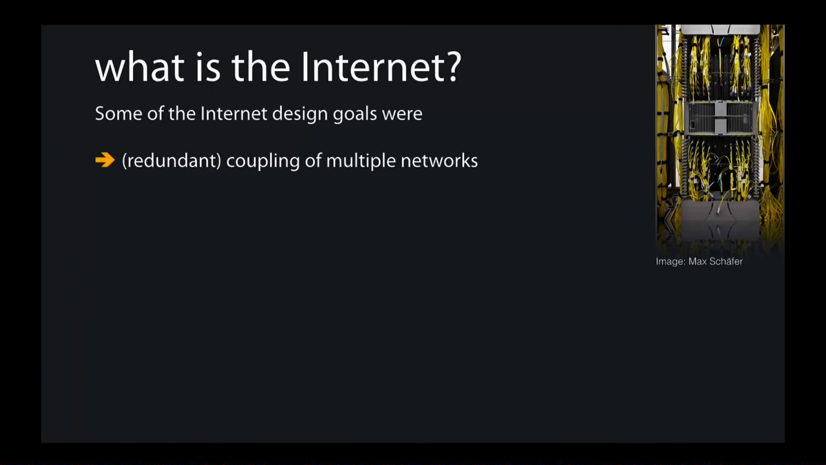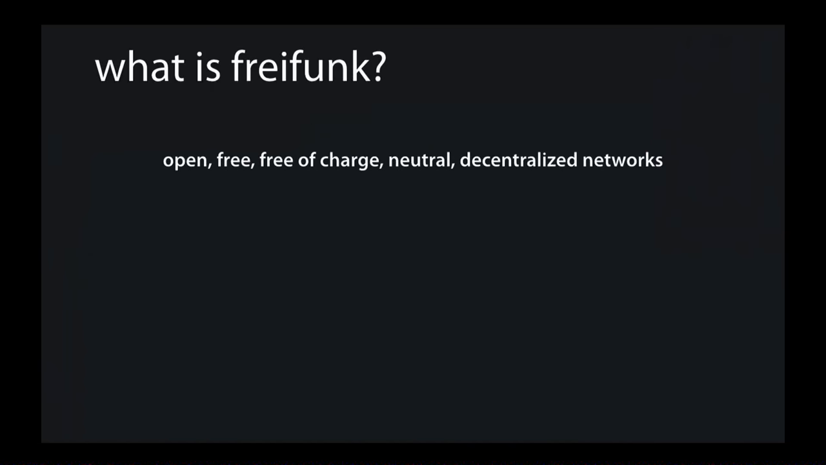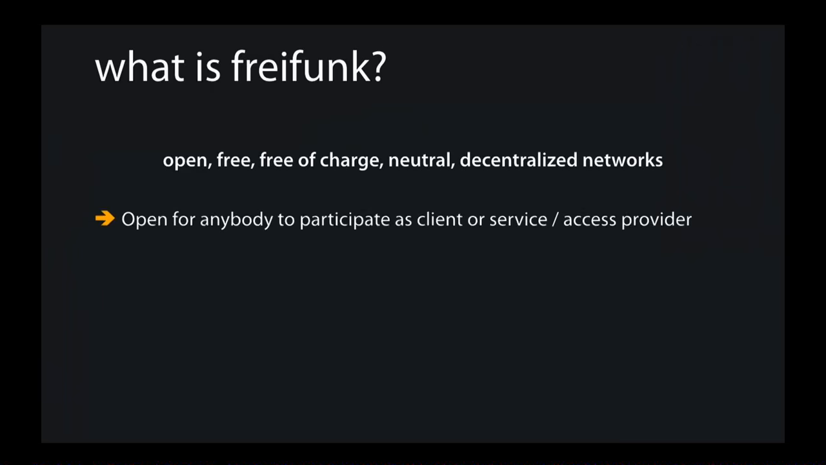So obviously the internet is a coupling of multiple networks, hopefully redundant. It was supposed to be distributed, with no single entity controlling it, it was supposed to be open, and it was supposed to be neutral, so the infrastructure is separate from the data which is transported, and everything is treated equally. We all know what the state of the internet is, but I think those design goals are still valid. So what we do at Freifunk is open, free, free of charge, neutral, and decentralized networks. Plural, actually, because it's not one network, it's many.